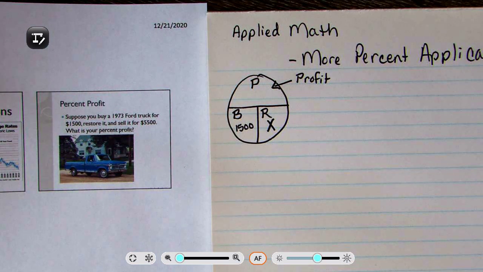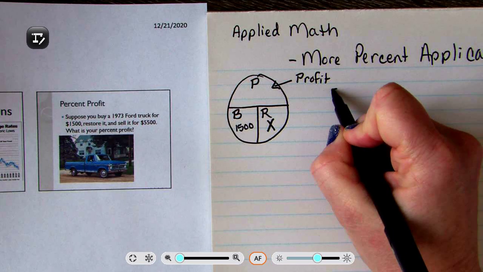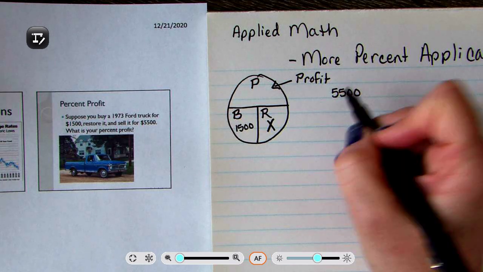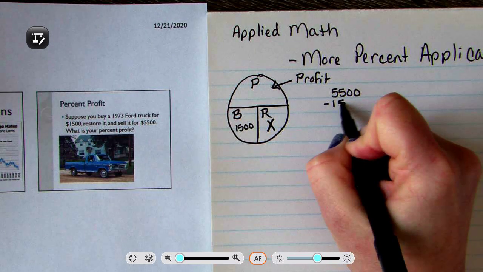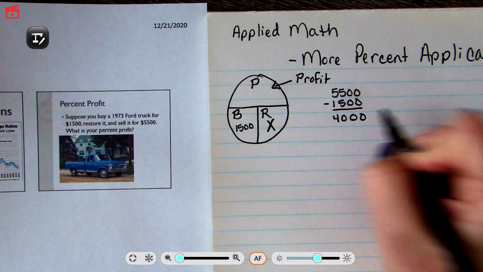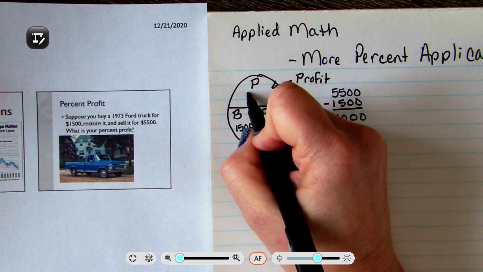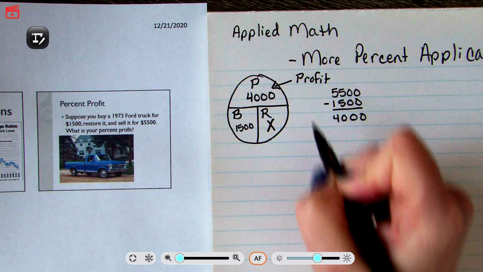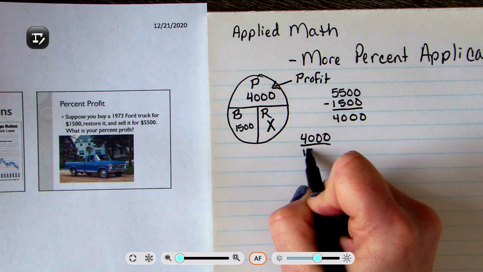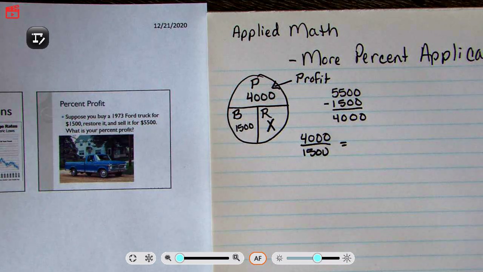Now profit is anything over and above what we paid. So we sold it for $5,500. We bought it for $1,500. So that means we made a profit of $4,000. That's going to be our part. So we're going to take that 4,000 divided by that 1,500. Use our calculator to help us out here.